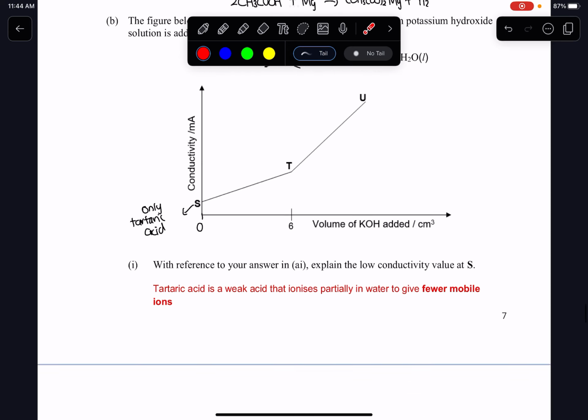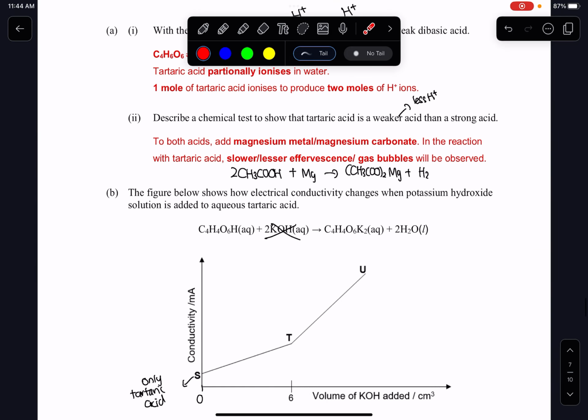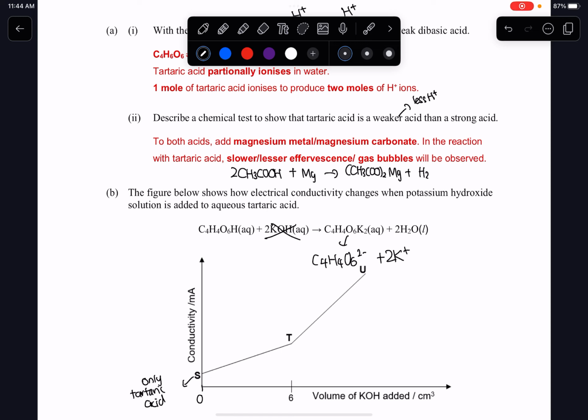Okay, so what actually accounts for this conductivity then? You look at the salt form. The salt form is aqueous, which means that this aqueous salt can also ionize to form 2K+ and your tartrate ion again. And these two ions are mobile and they can conduct electricity.